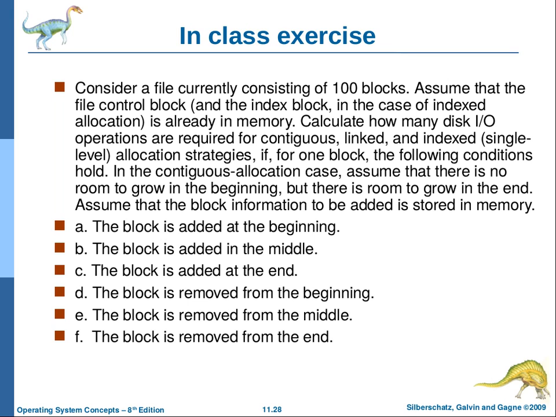The block is added in the middle. How many reads do we have to do right off the bat? We have to go find the middle first. So 50 reads. One write. You have to write the new block, update that guy's pointer, and then update your pointer to point to the one up there. So 51.